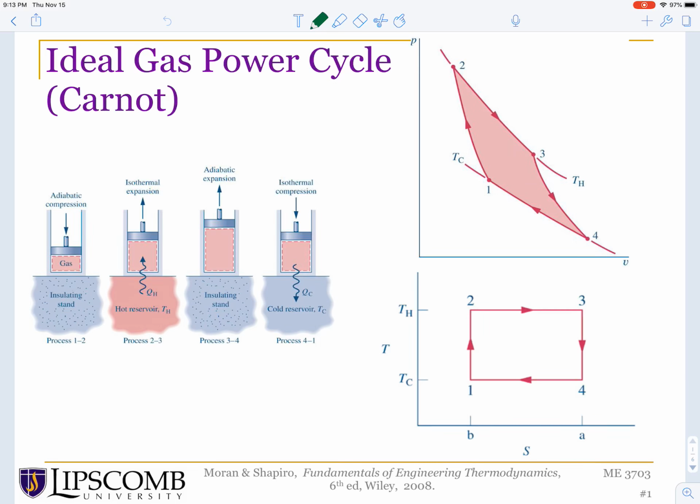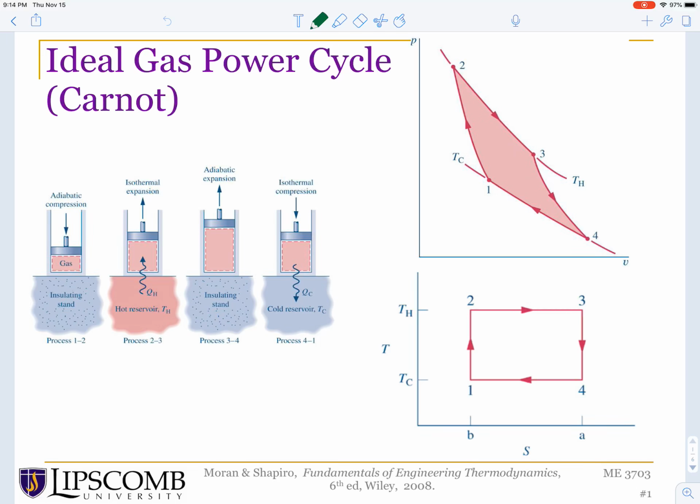Hello, class. We switch topics now. We've been looking at the vapor power cycle, which uses a working fluid that experiences a phase change from liquid to vapor. And now we're going to switch to cycles that are based on a single phase, just a gas or a superheated vapor. And just like we did with the Rankine cycle, we're going to start with the most idealistic case, the Carnot cycle, and then we're going to proceed towards cycles that represent more reality.